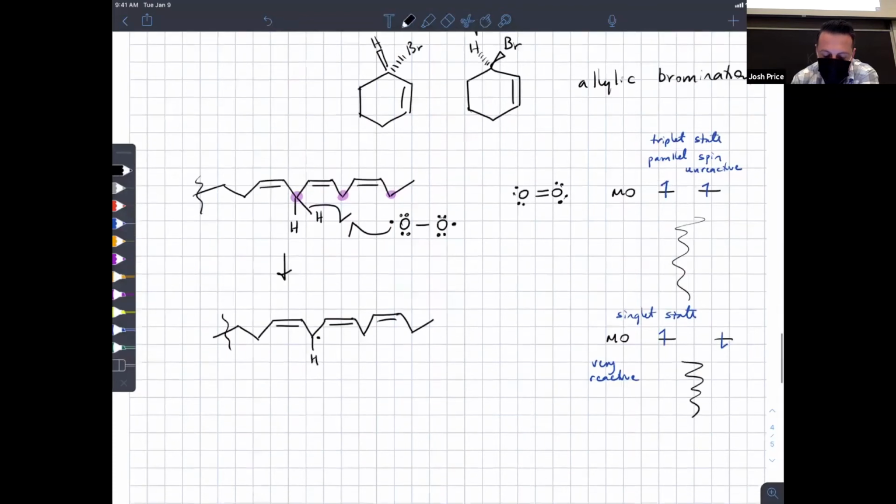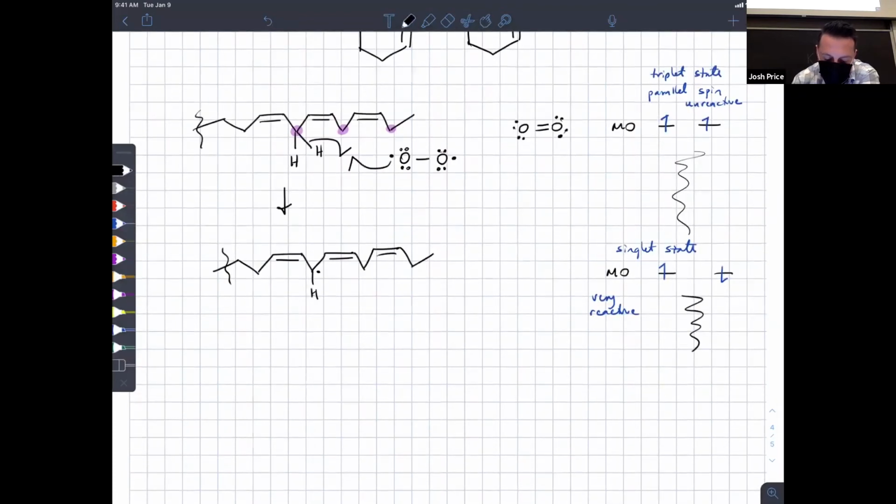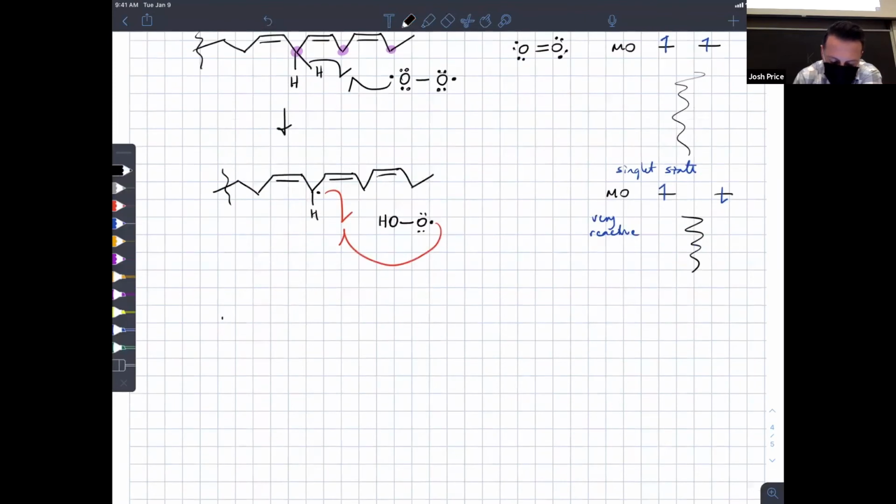And so it's very easy for singlet oxygen to abstract a hydrogen. You get that radical. You would form as a byproduct the hydrogen peroxy radical, or hydroperoxy radical, which could then, because it's so nearby, react with the allylic radical that we just made. And that would install the organic hydroperoxide.